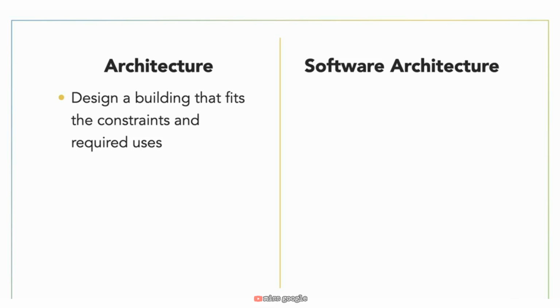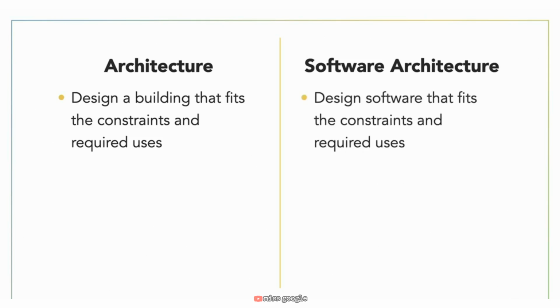Now, on the same token, in software architecture, our goals are pretty much the same. We want to design software that fits the constraints and required uses. And just like with regular architecture, the constraints are usually things like budget, and the required uses are what people are designing that software to do in the first place.